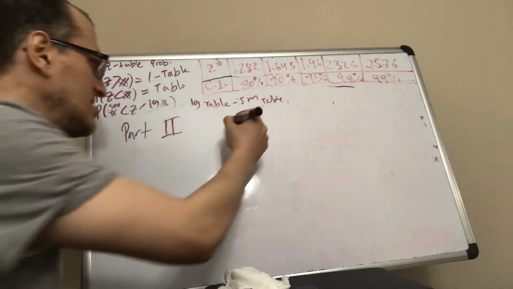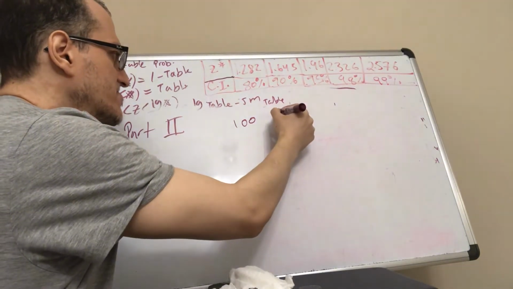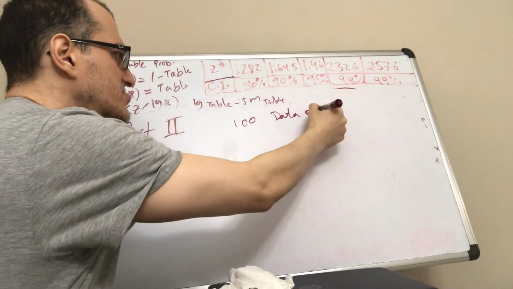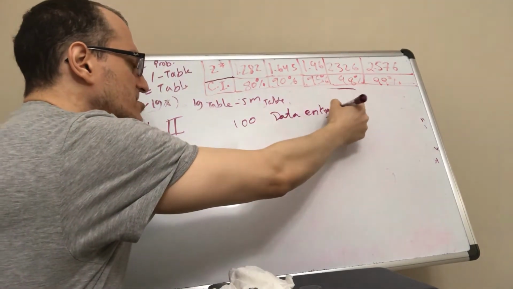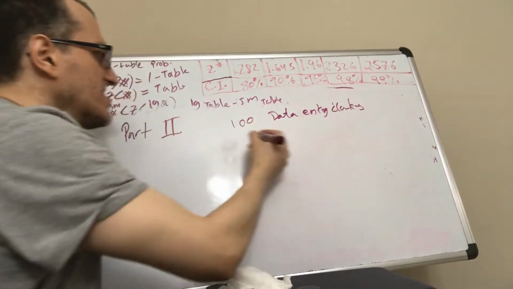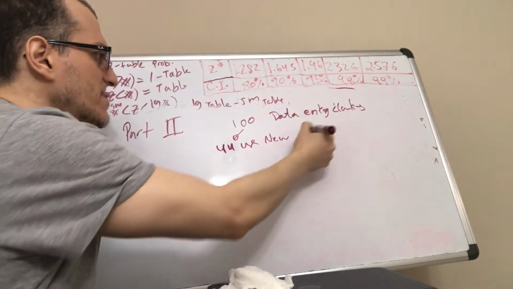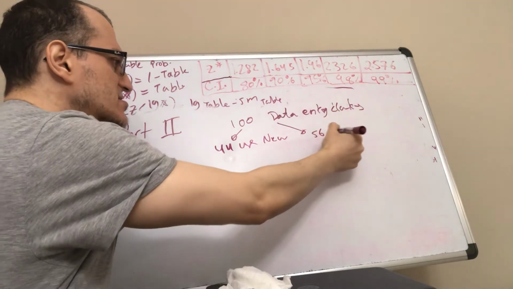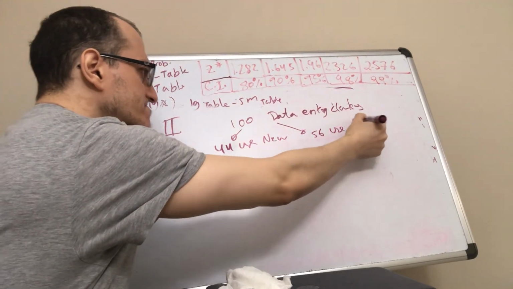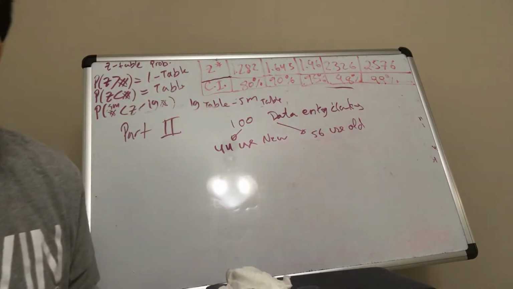So you have 100 data entry clerks, 44 use new, 56 use old monitors. What else?